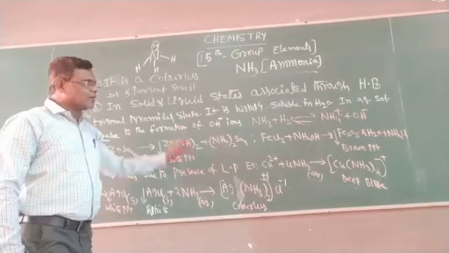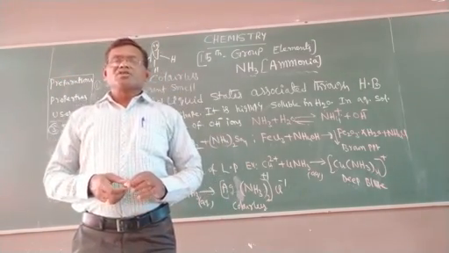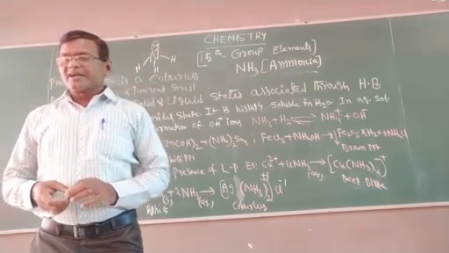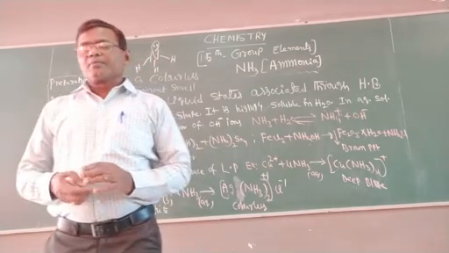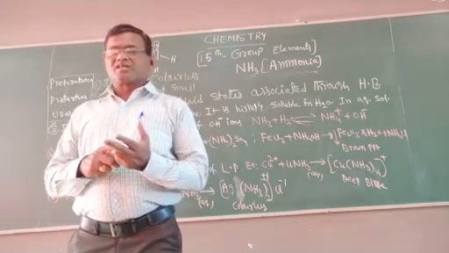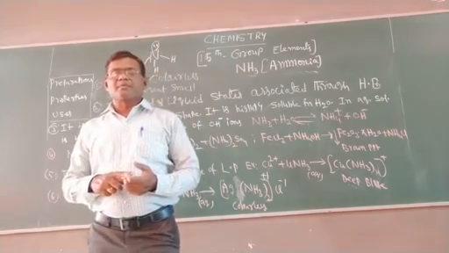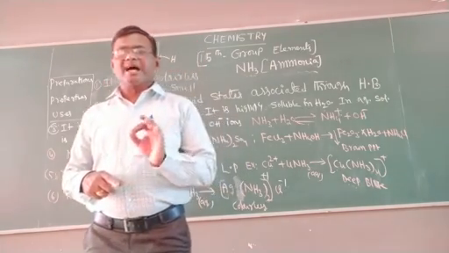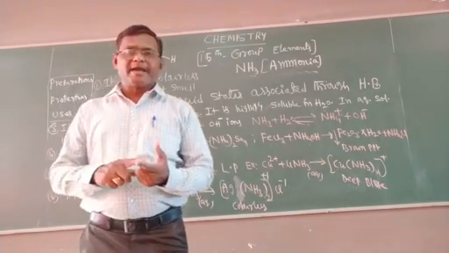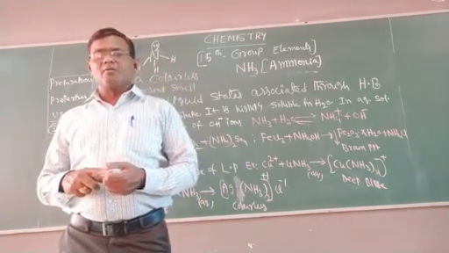Next, I want to tell about the uses of ammonia. Ammonia gas is one of the most important raw materials in the manufacture of fertilizers. So what fertilizers are manufactured? The manufacture of urea, ammonium sulfate, ammonium nitrate, and ammonium phosphates. These fertilizers are prepared by using ammonia gas as raw material. What are they, children? Urea, ammonium sulfate, ammonium phosphate, ammonium nitrate.